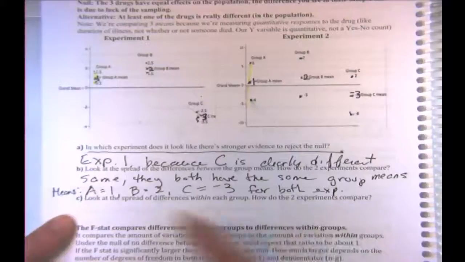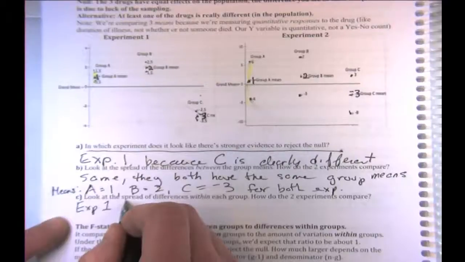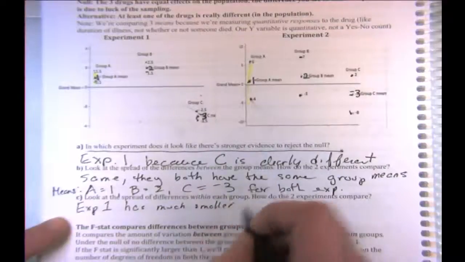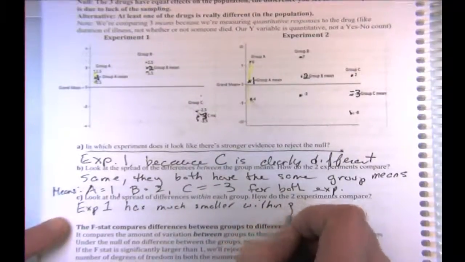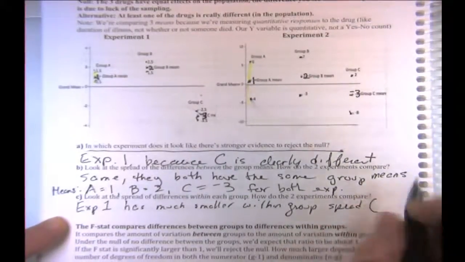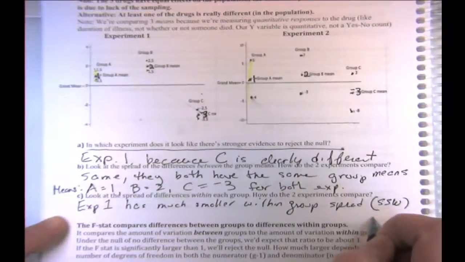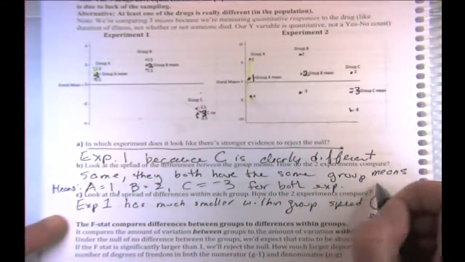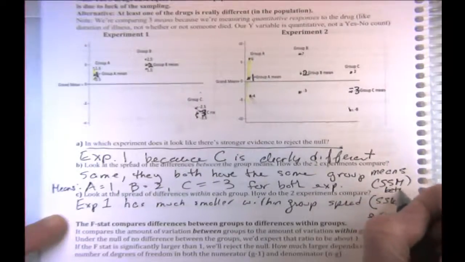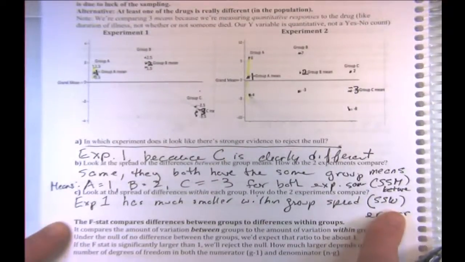Experiment 1 has much smaller within group errors, spread. And those are the errors. That's going to be the sum of squares within. And they have the same sum of squares model. That's the between. So this is going to be the same, but this is going to be really different. So this is going to give you a much bigger F statistic.